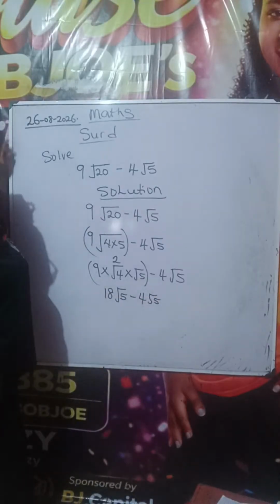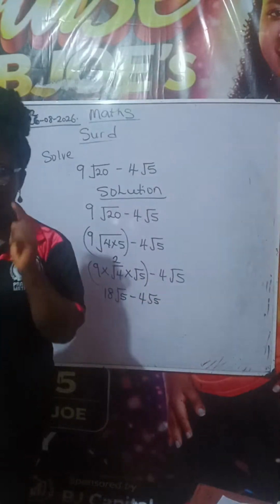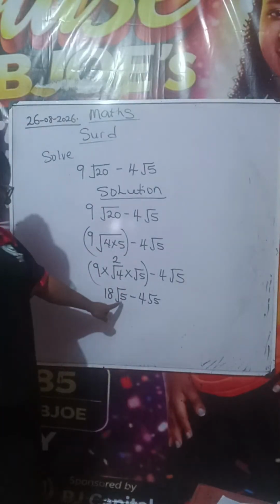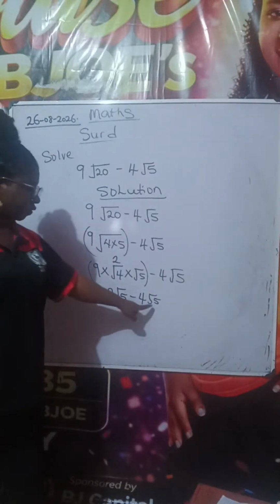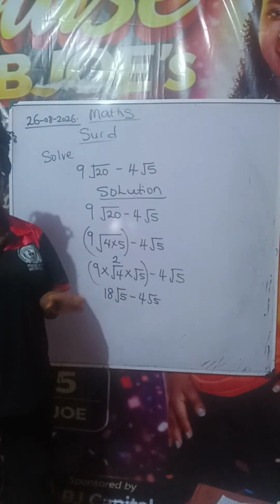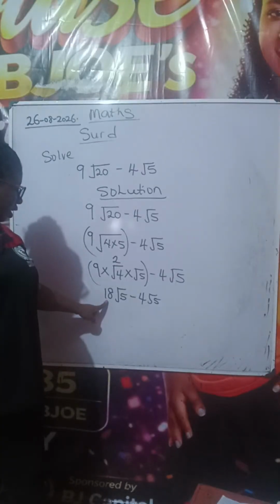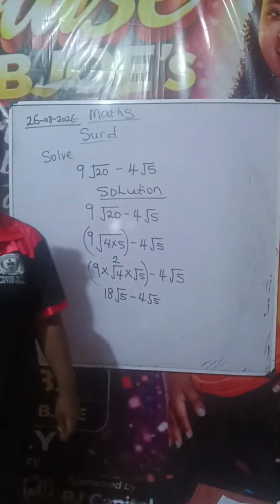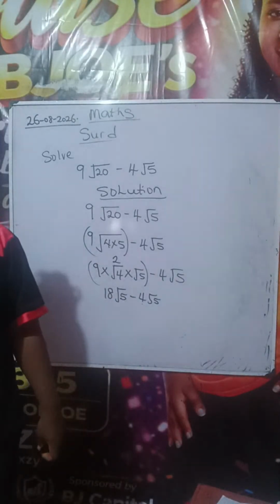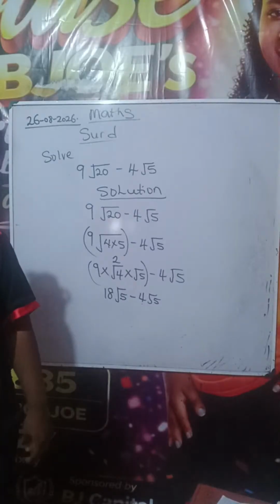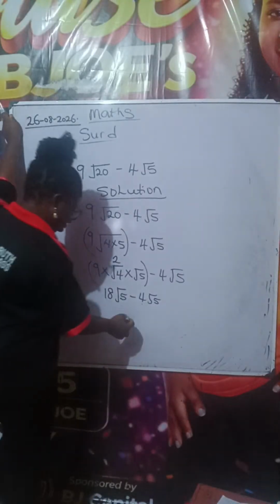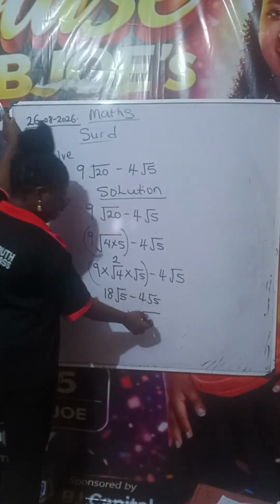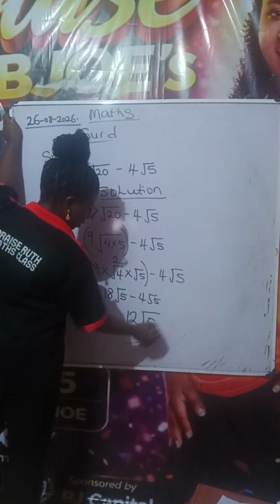Now everybody check it out. Did you notice anything? Did you notice that our root is now the same? 5, 5. The root is the same. Now what happened? You subtract 18 minus 4. 18 take away 4. So how many is going to remain? So we are getting 12. So we have 12. Then the root is the same, 5, 5. 12 root 5. And that is the answer.